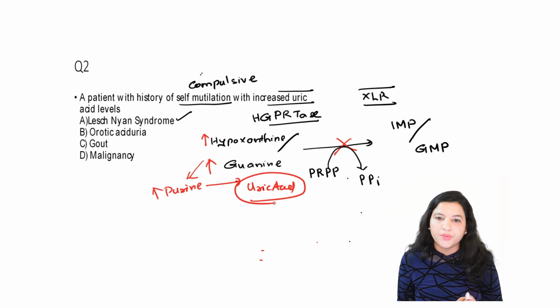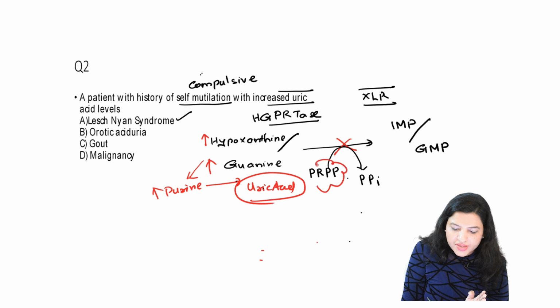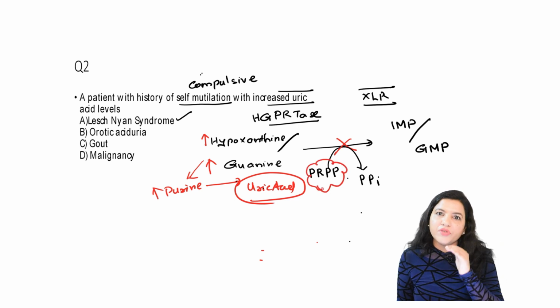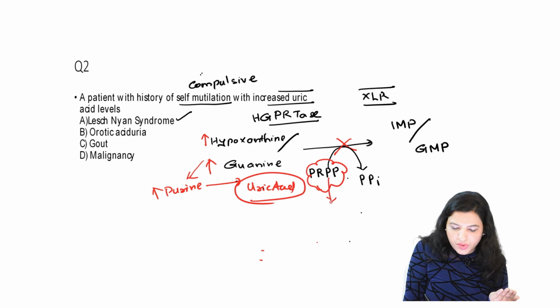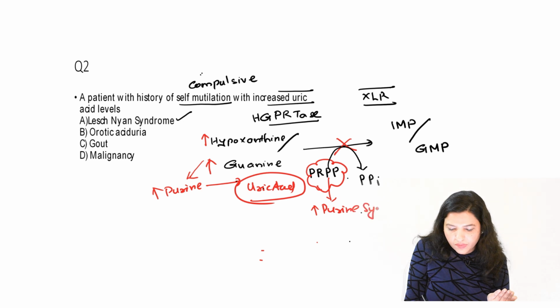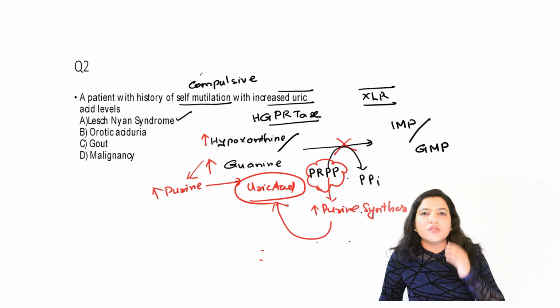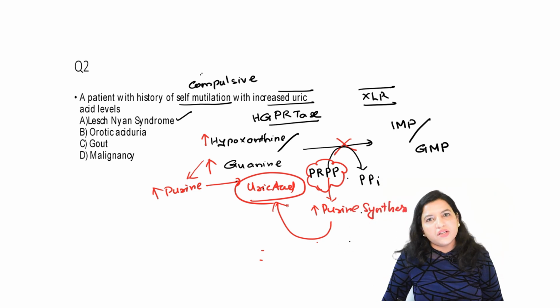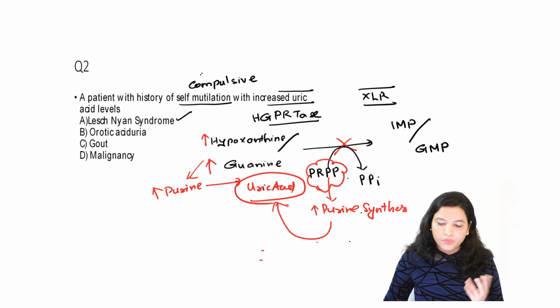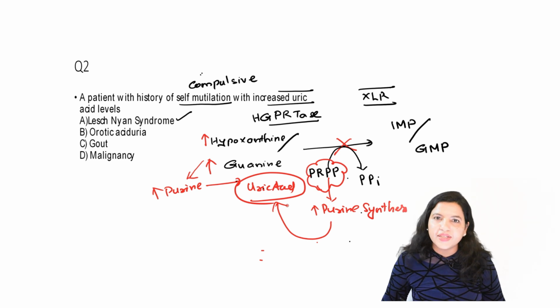One more reason for hyperuricemia is that as this enzyme is deficient, we know that there is excess of PRPP, which is again an activator for purine synthesis. So this will also increase the purine synthesis. Okay, so as there is increased purine synthesis, there will be increased purine degradation product as well. So there is hyperuricemia. So I am moving from this question to the next question.